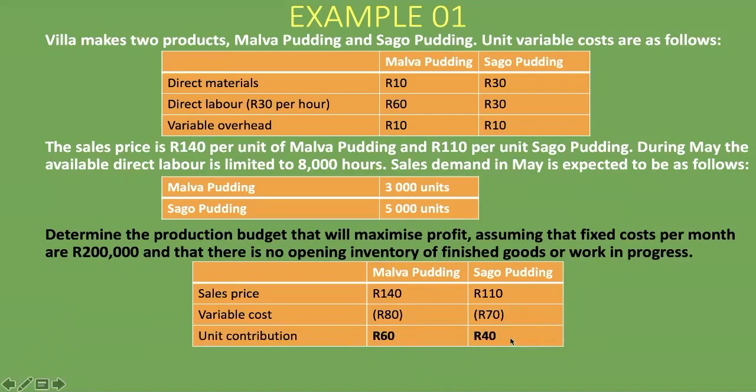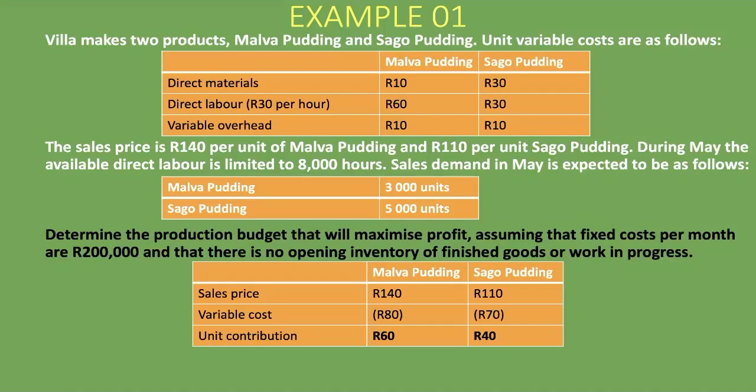Now remember, this is the unit contribution, right? For each unit, Malva pudding is giving us more than Sago pudding, but that doesn't mean we need to produce more of Malva pudding. The issue here with limiting factor is to find what the contribution per unit of limited resource is. What is our limited resource? Our limited resource is labor hours.